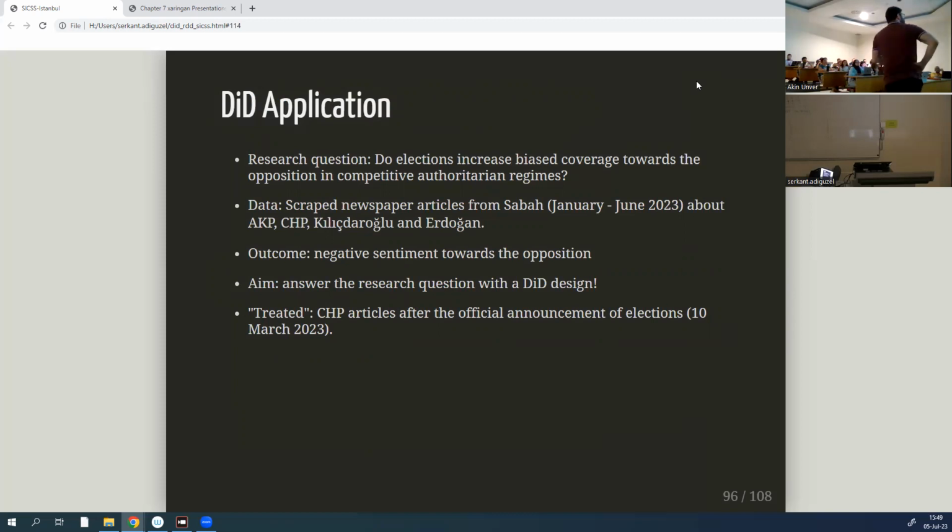Treatment in this case would be opposition articles. And for the election, I also had to make a decision. The official announcement of elections was in March. It's a bit messy, but let me show you.